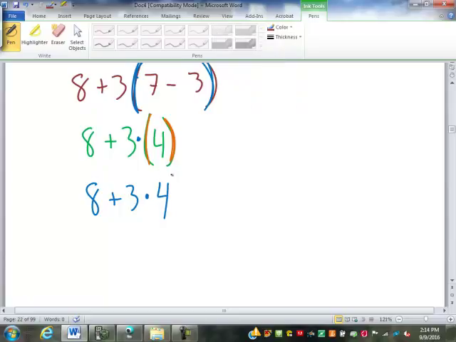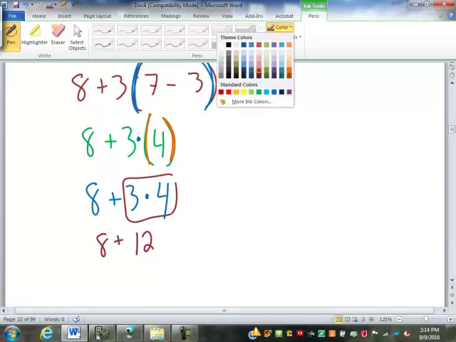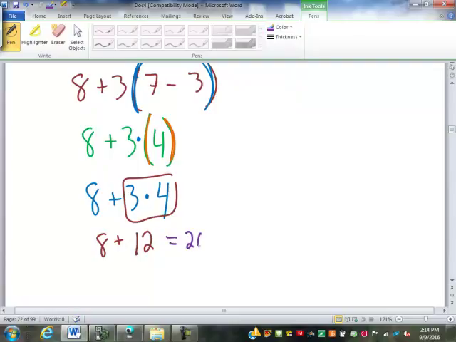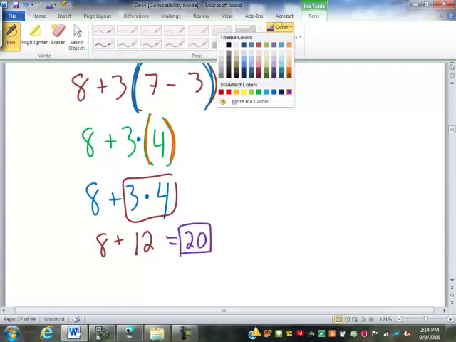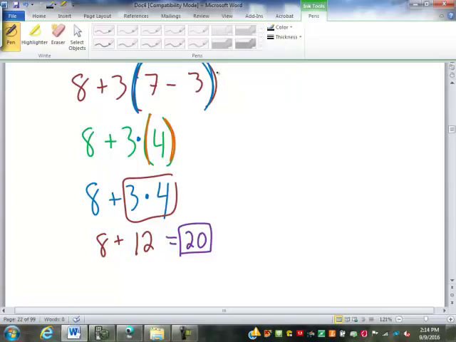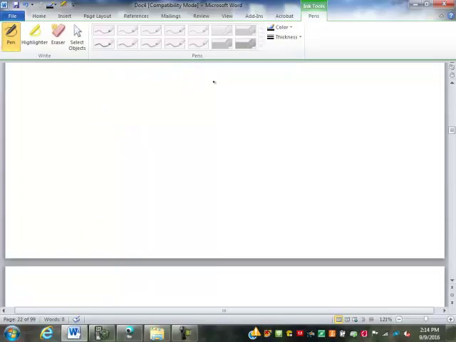Now, of course, I have 3 plus 4, or 3 times 4, is 12. So I replace the 3 times 4 with 12. And 8 plus 12 is 20. Doesn't look so bad. Let's step it up a notch.